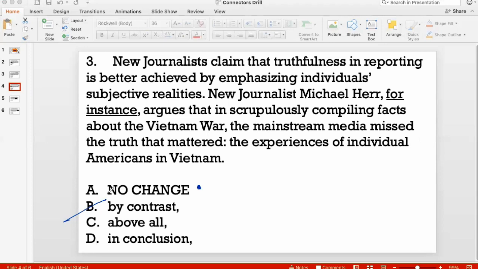And that wouldn't make sense here, because here the second sentence is not concluding the first sentence, right? So I wouldn't choose option C. And for the same reason, I wouldn't choose option D, because I'm not concluding with the second sentence. I'm presenting an example. And so the right answer is option A.